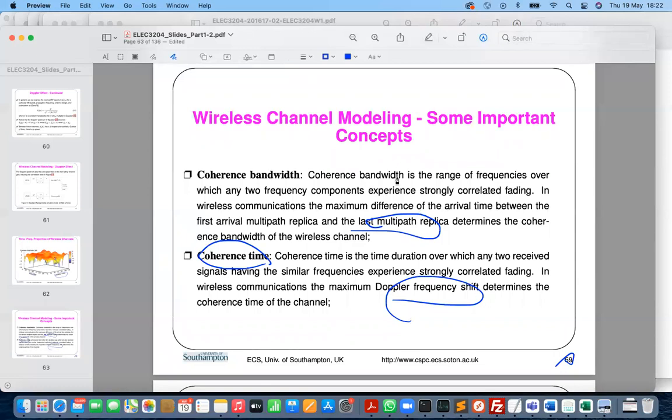But basically, the concept of coherent bandwidth and coherent time is the range over which the fading is considered constant in that domain. The keyword for coherent bandwidth is multipath, and for coherent time it is Doppler frequency. In the exam, I will only mark on the keywords, I will only look for the keywords. So try not to write a huge essay on the question.